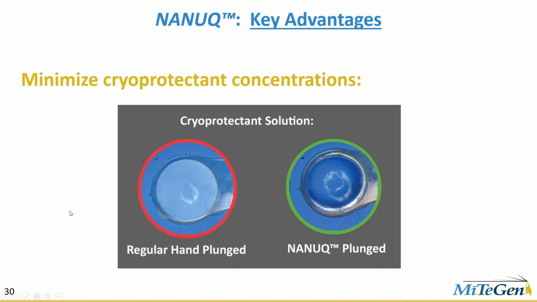With these large cooling rates, you can minimize cryoprotectant concentrations. In fact, you can eliminate them. You can eliminate all penetrating cryoprotectants. You should never have to use those to prevent ice formation. And this shows, here's a loop. It's got a solution with not enough cryoprotectant in it that has been hand plunged. And you can see it's clouded up, saying it's got ice. You take the same solution, plunge it with Nanuq, and it comes out clear, which tells you it's fully vitrified.